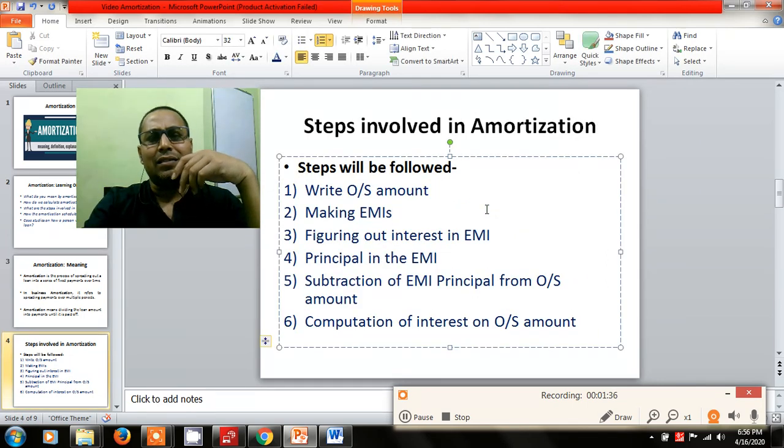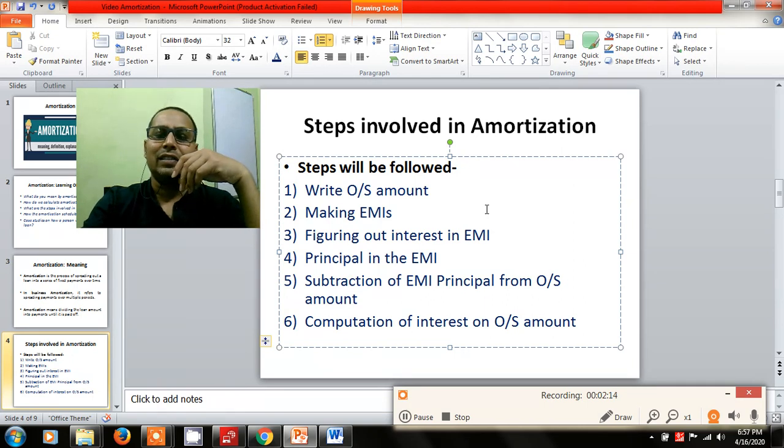There are several steps involved in making a repayment schedule, or calculating the amount of the loan, to make it simple, how much installment will be paid by the person who is going to avail a loan from bankers or financial institutions. So definitely first you need to write the outstanding amount, which is the loan principal amount you have taken in the starting, and then to make installments you need to calculate the EMIs by applying the formula of amortization, figuring out the interest of the EMI.